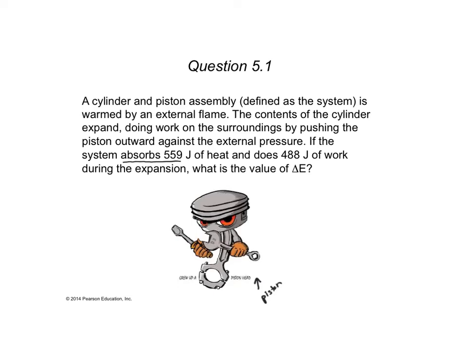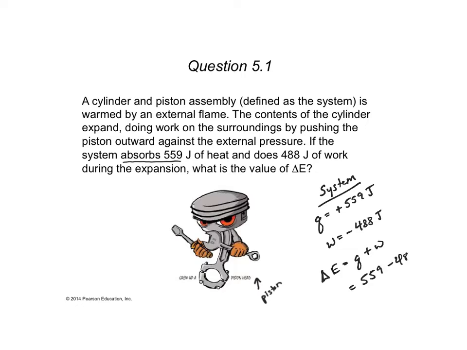So we have our system here, our piston, and we know that the heat is 559 joules. But what is the sign for this? If our system absorbs heat, what is going to be the sign for Q? Positive. For W, we know that the work done is 488 joules, but the system does the work. So what is going to be the sign for W? Negative. And so for delta E here, it's just Q plus W. This is 559 minus 488, which gives us a positive 71 joules.